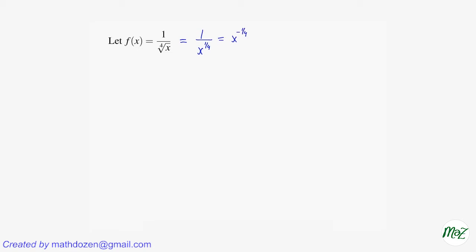Now that we have this function as x to some power, we can easily calculate its derivative. It's going to be the derivative of x to the negative 1/4 power. By the power rule, that's negative 1/4 times x to the negative 1/4 minus 1, and that simplifies to negative 1/4 x to the power negative 5/4.